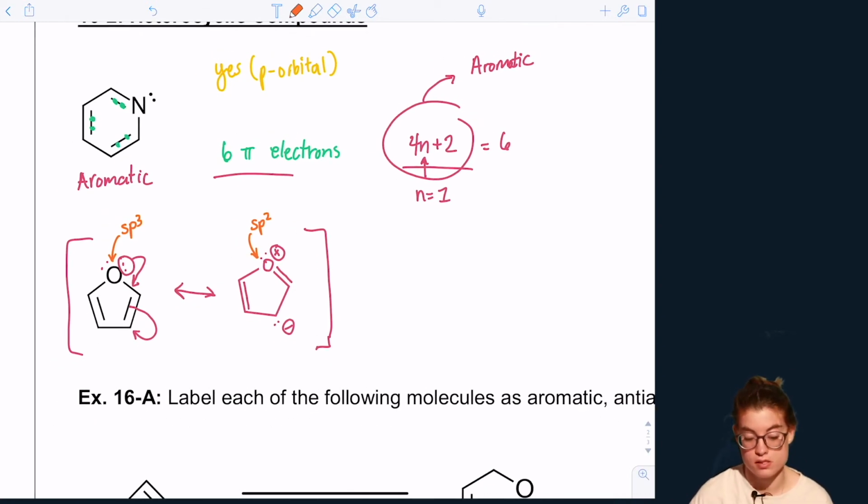Okay, so what's the answer? Is our oxygen sp3 hybridized or is it sp2 hybridized? Well, usually when you're looking at resonance and you're trying to figure out the correct hybridization of an atom, when they differ depending on the different resonance structures, you usually pick the lower one. But when we're talking about aromaticity, we're not going to just automatically pick the lower one.